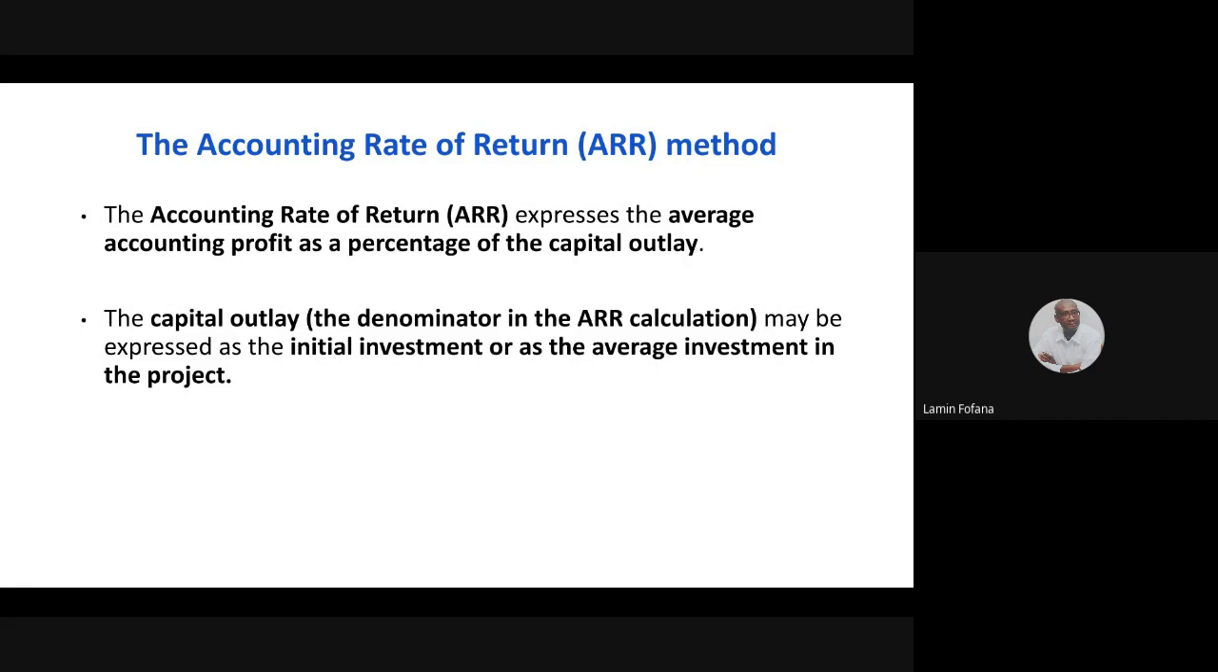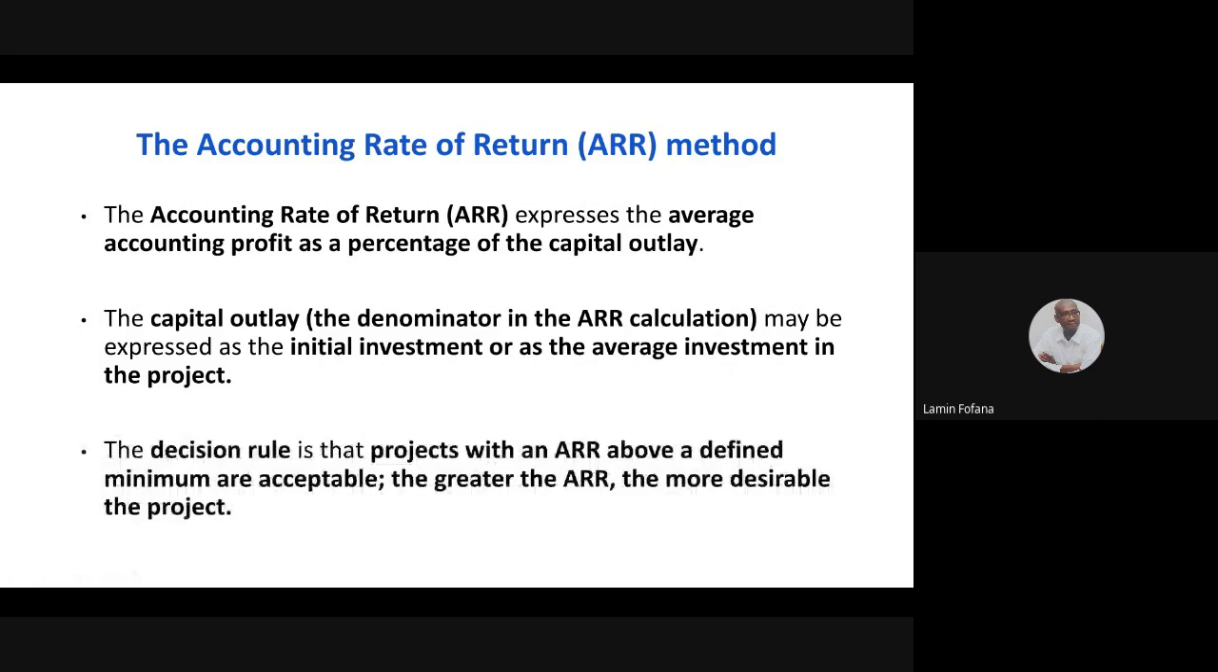So it's very, very similar to ROCE, return on capital employed. Return on capital employed is PAT, profit after tax, all over capital employed. So this time around, the only difference is the denominator. The denominator will always be the cost of the capital or the initial injection of the project. Okay? So this method is simple and is a familiar thing to us as accountants.